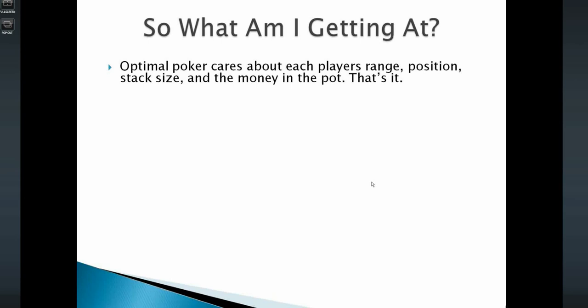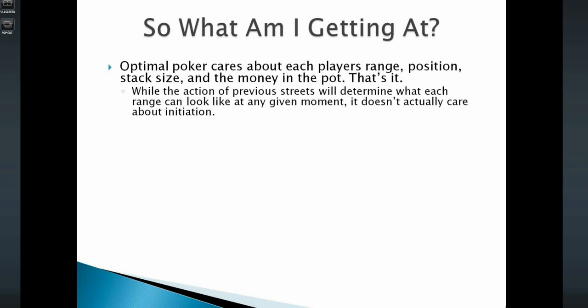Optimal poker cares about each player's range, position, stack size, and the money in the pot. That's it. While the action of previous streets will determine what each range can look like at any given moment, it doesn't actually care about initiation. The reason optimal poker would care about what happened on previous streets is simply because the action of the previous streets will tell you what your range and your opponent's range can look like.